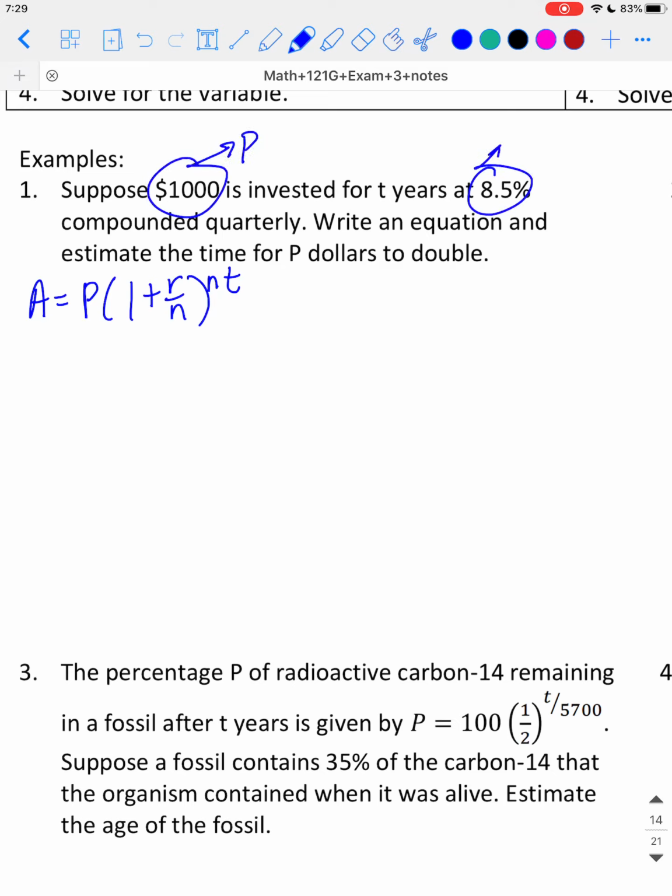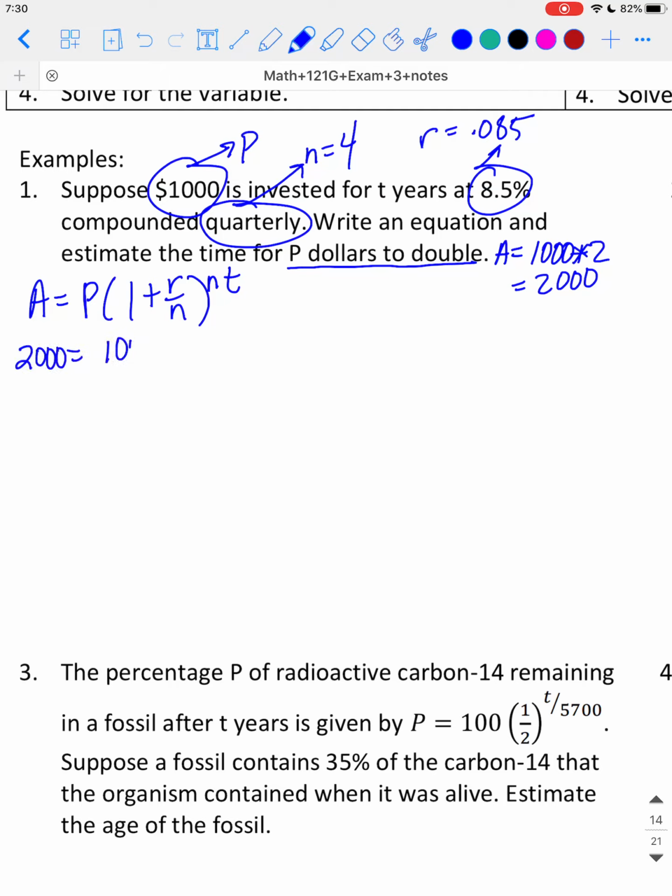And so the 1,000 is our P. The 8.5%, which is 0.085, is our r. Compounded quarterly is n equal to 4. And we want our P dollars to double. So that means that A is equal to 1,000 times 2, so my A is 2,000.